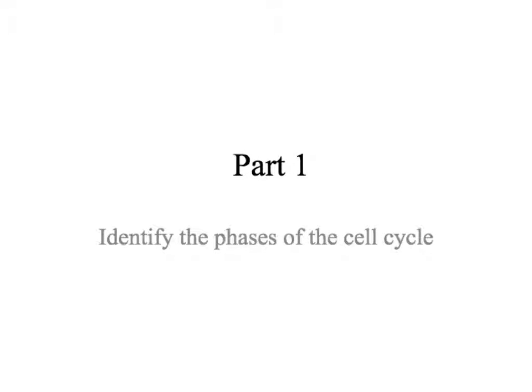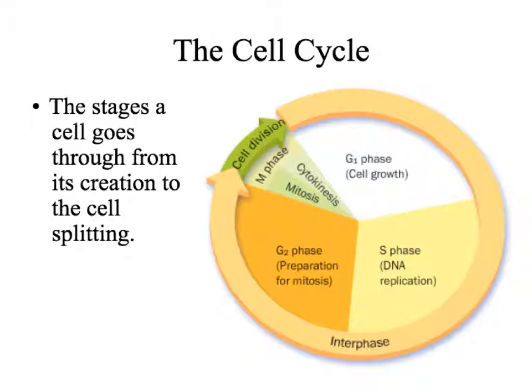Okay, so let's look at the cell cycle. The cell cycle, quite simply, is the stages a cell goes through from when it's first created to when it splits. If it were to die somewhere in between, obviously it'll stop. But basically, we're looking at when it's made to when it stops. So we can see a nice little picture here, and we'll go through the different pieces and parts.